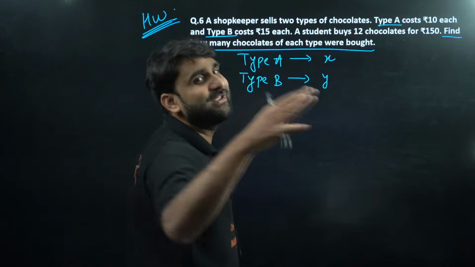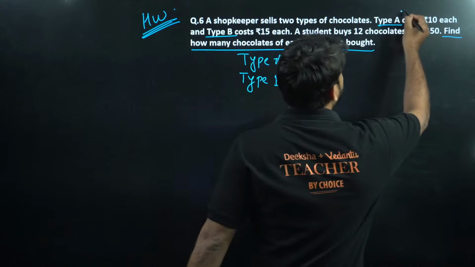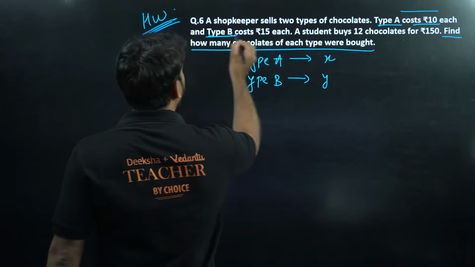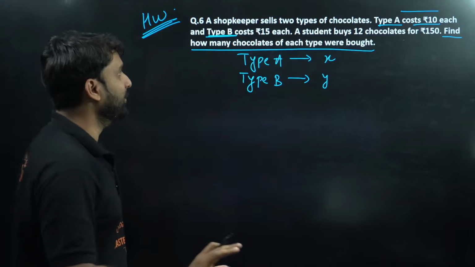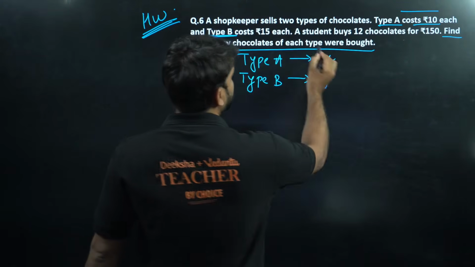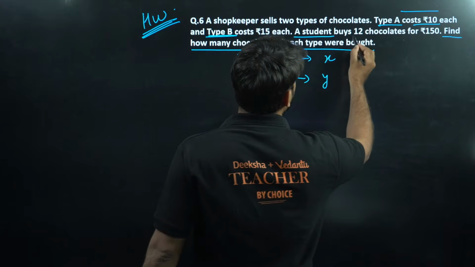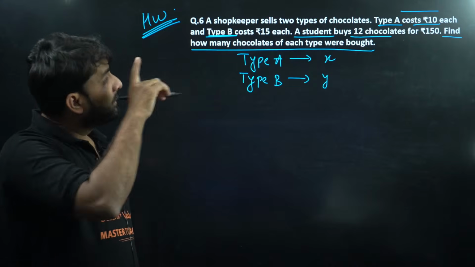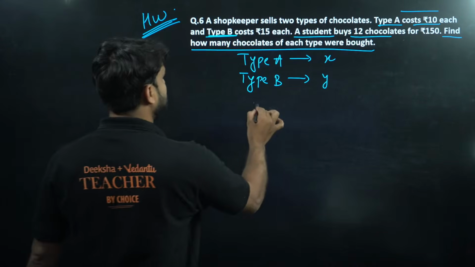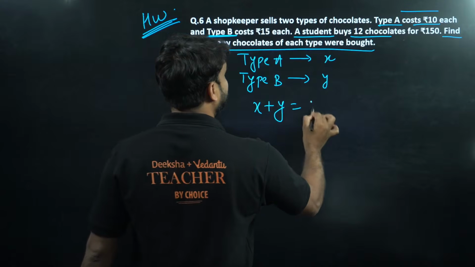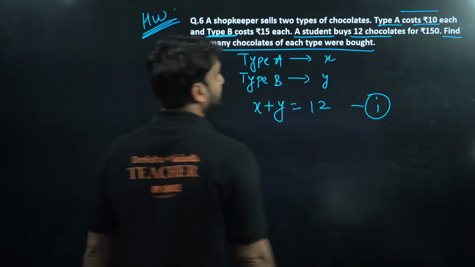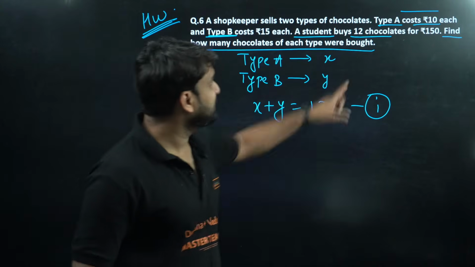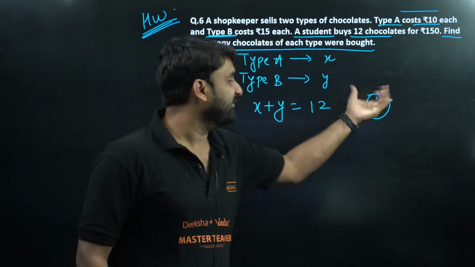So let me form one equation. Type A costs 10 rupees each, and type B costs 15 rupees each. A student buys 12 chocolates for 150 rupees. How many chocolates did he buy? 12 chocolates. So one equation is already done: x plus y will be 12, because he is buying chocolates of both types, and there are 12 chocolates.